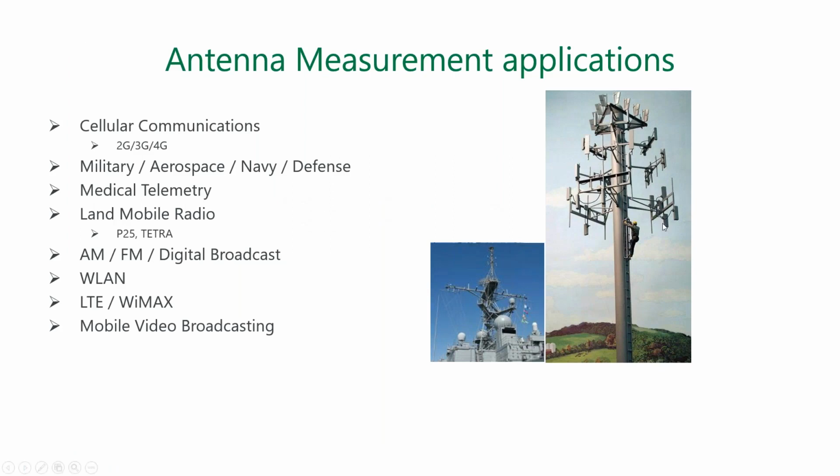And then here are some other examples of where antennas are. We have cellular communications, military aerospace, medical telemetry, land mobile radio, first responder radios, of course AM, FM broadcast, WLAN, those types of things. And as you can see from the ship, there are many, many antennas, and the base station that you can see a gentleman climbing on has many, many antennas on that mast.